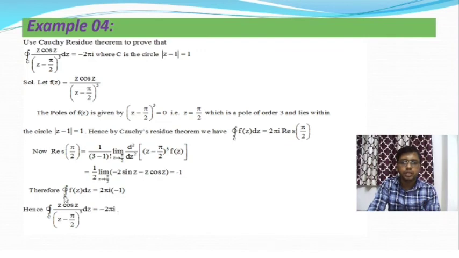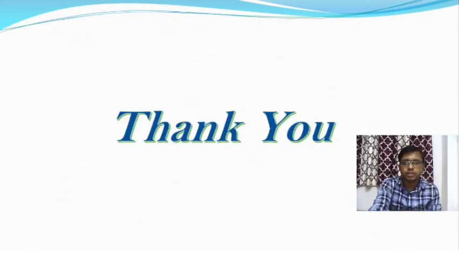Therefore, the integral over C of f(z) dz equals 2πi times −1. Therefore, the given integral of z cos z/(z − π/2)³ dz has the value −2πi. Hence proved. So I'll stop here in today's lecture. Thank you.